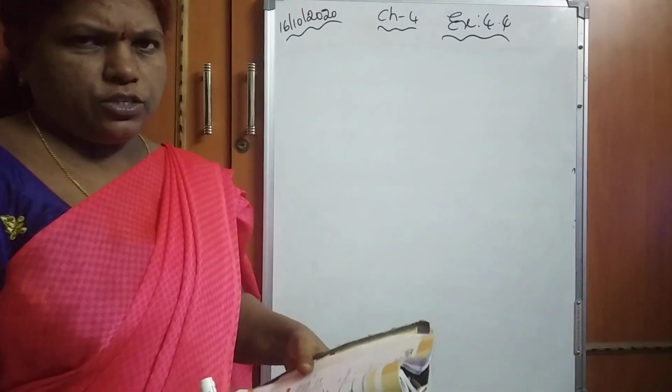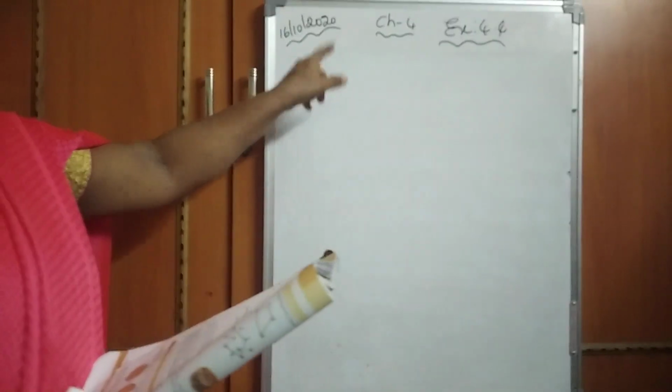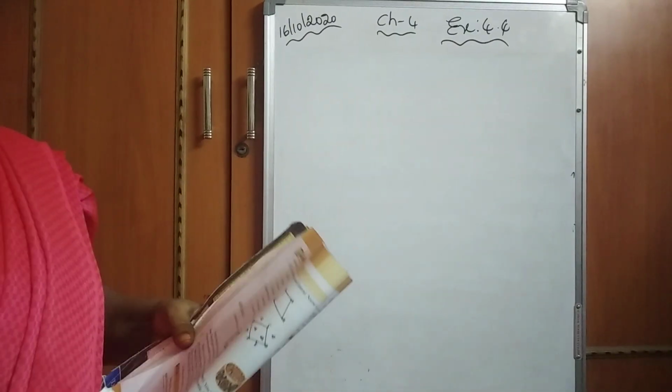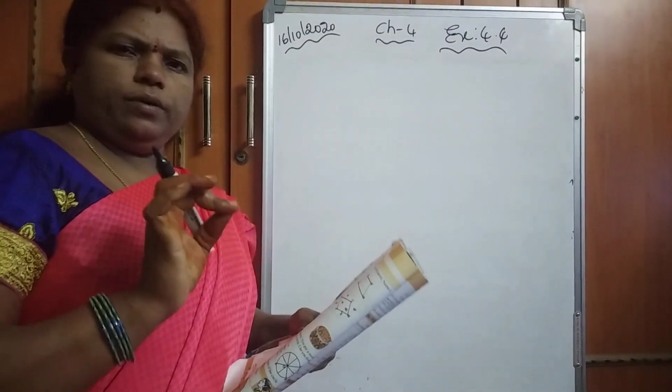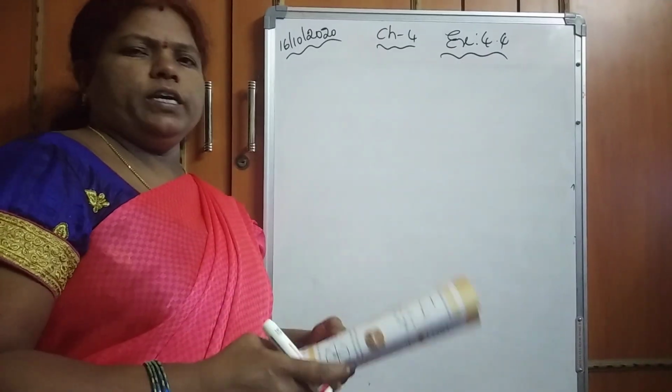So we will start the exercise, children. Exercise 4.4 in chapter 4. First sum, mark any 4 points A, B, C and D. Join them to make a quadrilateral. So we will write the question first.